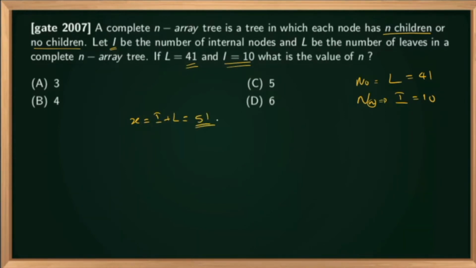So we know that the total number of nodes X is equal to 51. And also we know that X minus 1, that is 51 minus 1, should be equal to the sum of the degrees' edges. The node with degree 0 is not going to contribute any edge. The node with degree n is going to contribute n edges, right? So we have I into n should be equal to 50. And I is already given, it is 10, so 10 into n is equal to 50, and we know that n is equal to 50 by 10, that is equal to 5.